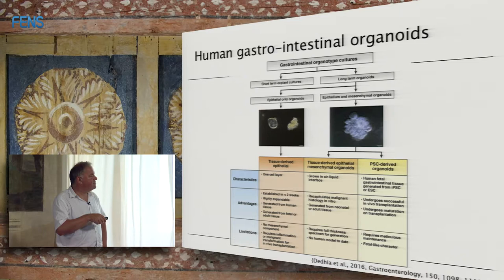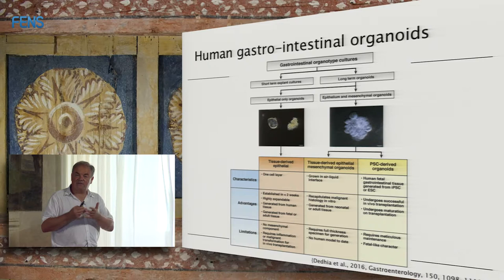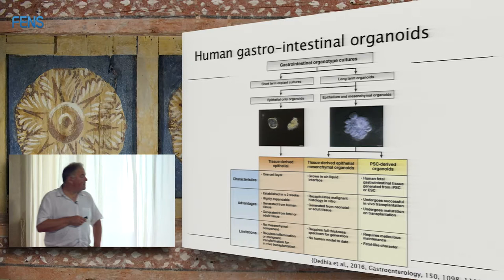This is a co-culture with the mesenchymal tissue that forms the niche. Then there are the tissue-derived organoids that are easy to handle but do not recapitulate the full three-dimensional organization, only a part of it. And then there are the iPS or ES cell derived organoids that are much better in recapitulating the architecture. Now, what can we do with those organoids?